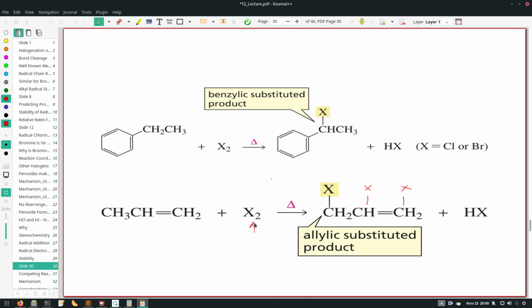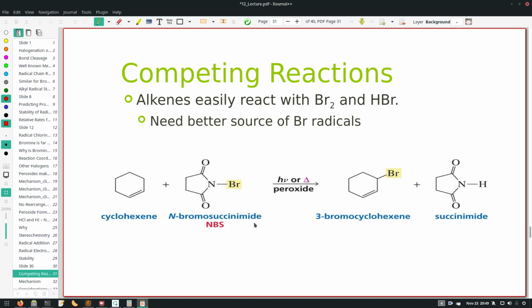All right, so to avoid those competing reactions, we're going to use a different source to create our bromine radicals. We're going to use this stuff, which is perfectly fine to abbreviate as NBS. N-bromosuccinimide has this wonderful ring with a single bromine on it. Well, if I react that with a cyclohexene, I do get free radical halogenation only.